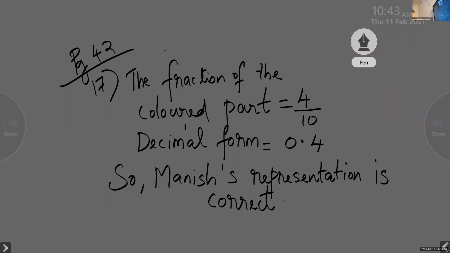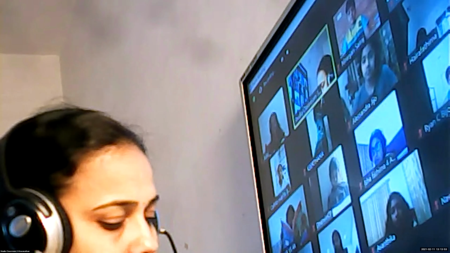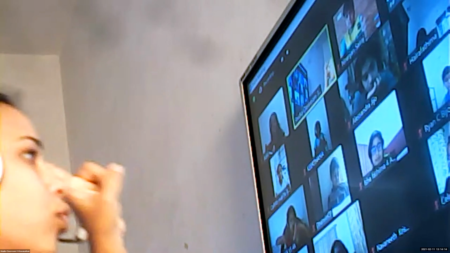Express the weights as decimals. Okay, so children, there are 2 bags. Bag 1 is 75 by 10 kilogram. The second one is 63 by 10. We have to write them as decimals. Look at the denominator. What is the denominator? 10. How many 0s in 10? 1. So after the decimal point, how many digits will there be? The same as 1.